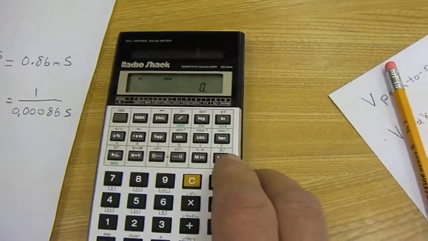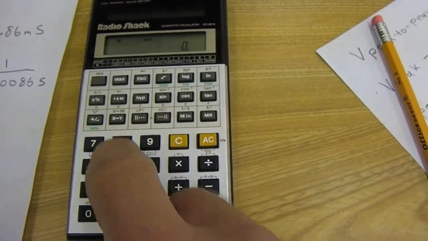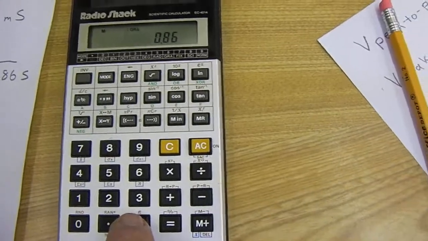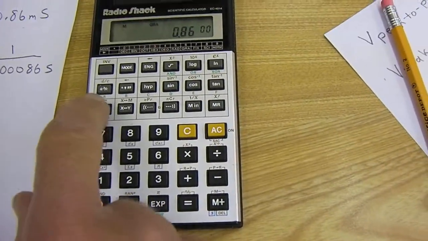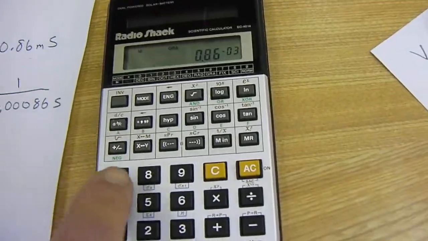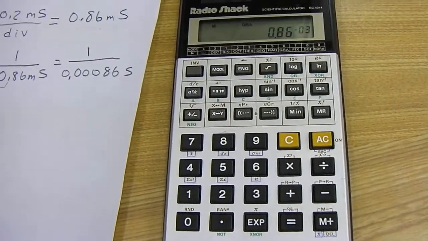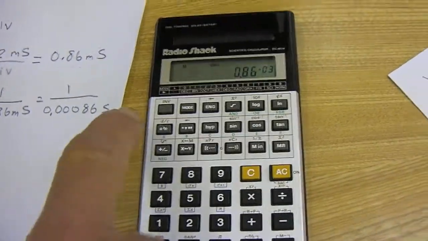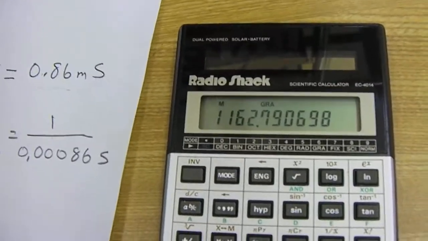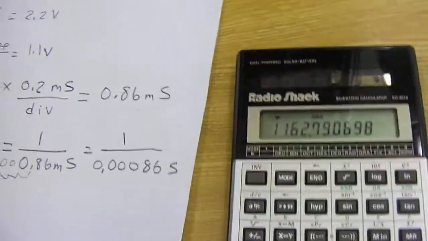Or we could just let our calculator handle it. We could just go ahead and put it in as 0.86 milliseconds, which is 0.86 times 10 to the minus 3. And then we're going to divide it into 1. So we press the 1 over x button. Now every calculator is different. This one, it's right here. There's what we got. We get 1,162.8, or that's what I'm going to round it off to.